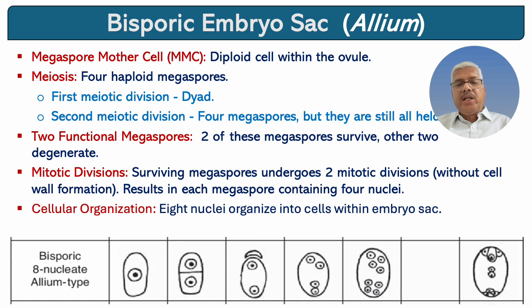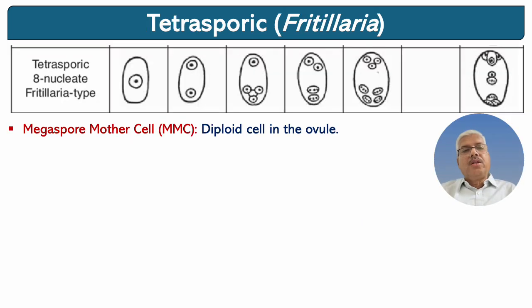The 8 nuclei, that is 4 from each megaspore, now organize themselves into cells within the developing embryo sac. The tetrasporic development stands out because, unlike monosporic and bisporic types, all 4 megaspores resulting from the meiosis contribute to the formation of the embryo sac. This often leads to an embryo sac with a large number of nuclei compared to other types.